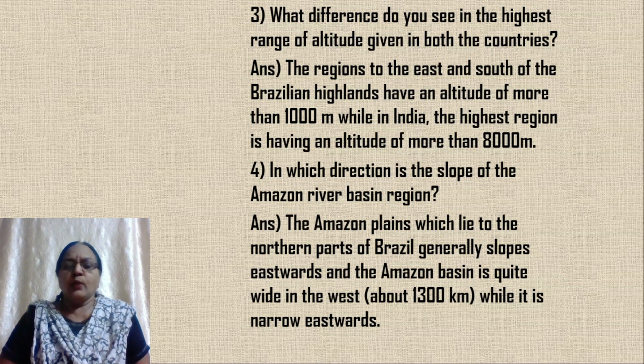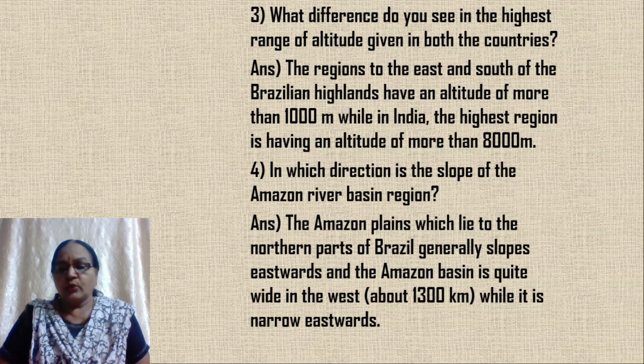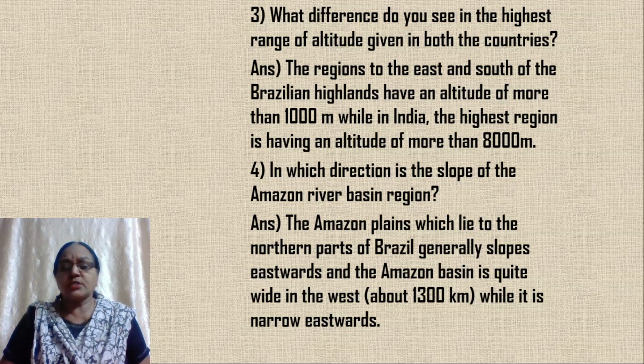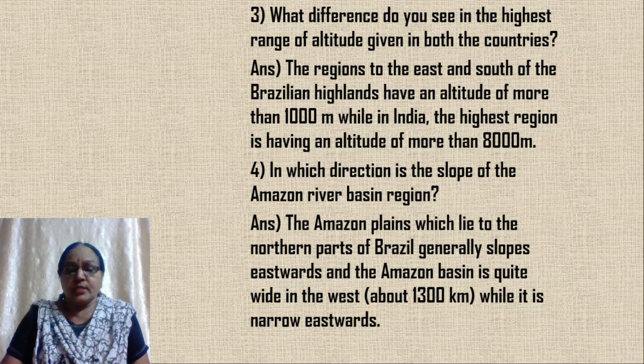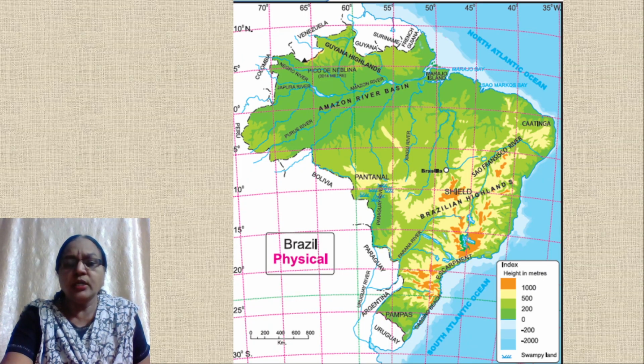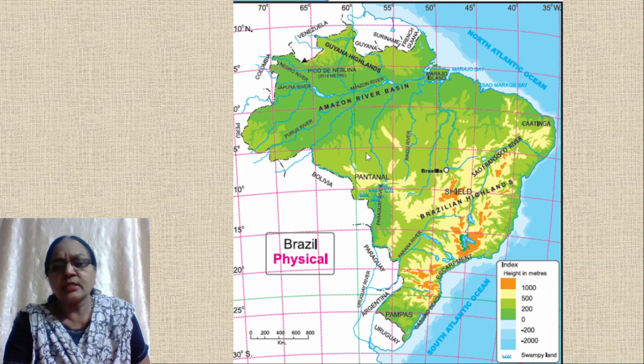Now, in which direction is the slope of the Amazon River Basin region? The Amazon plains, which are located in the northern part of Brazil, slope eastwards, and the Amazon basin is quite wide in the west, about 1,300 kilometers, while it narrows eastwards. So it is broader on the west, while towards the east it narrows.